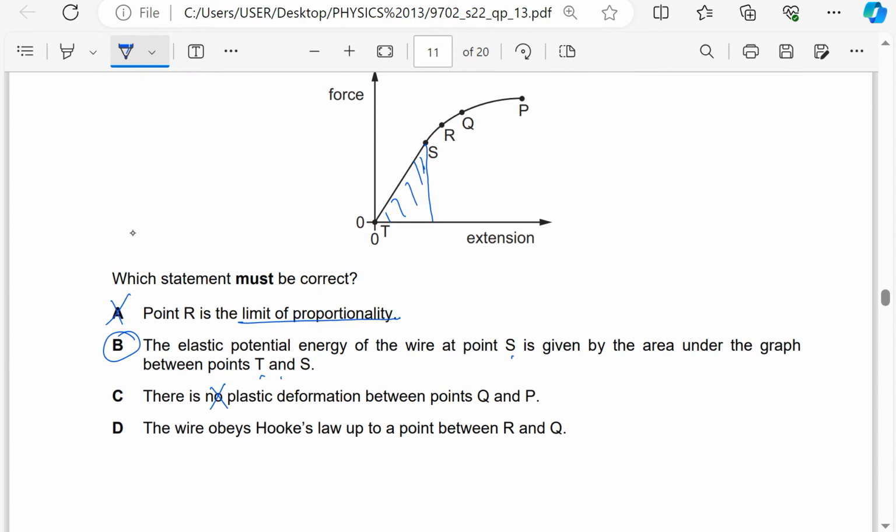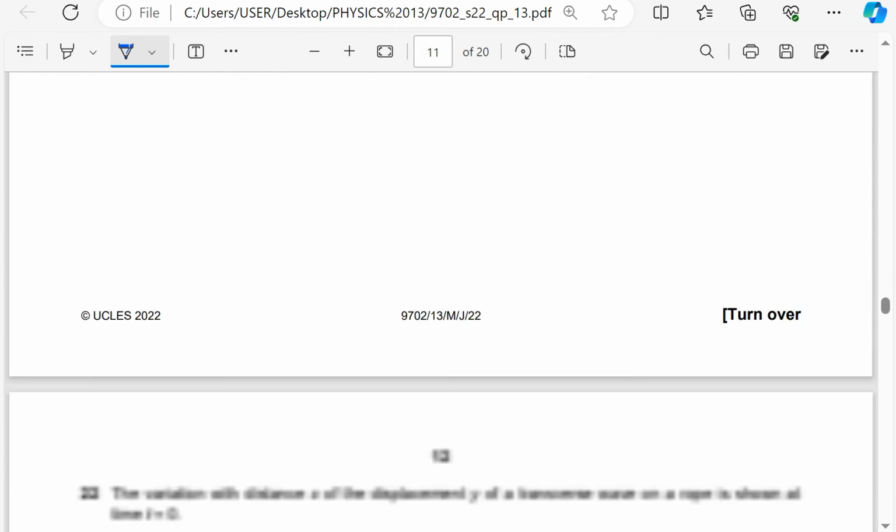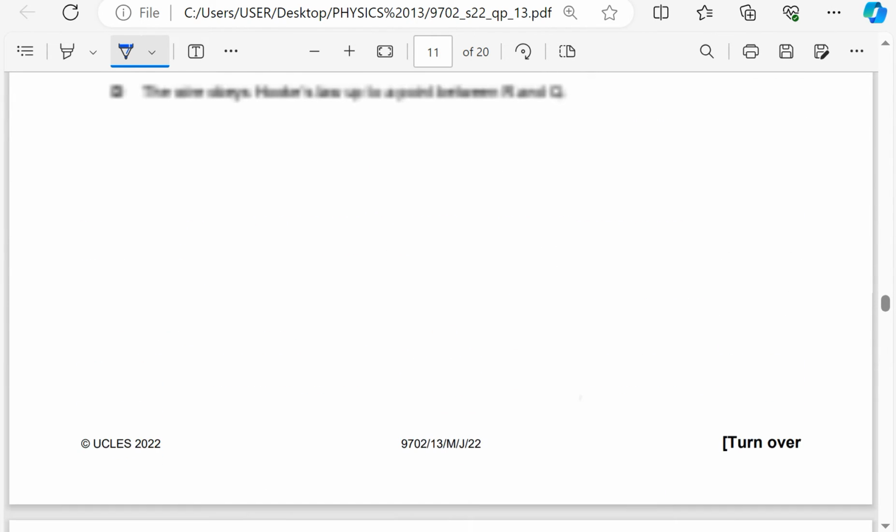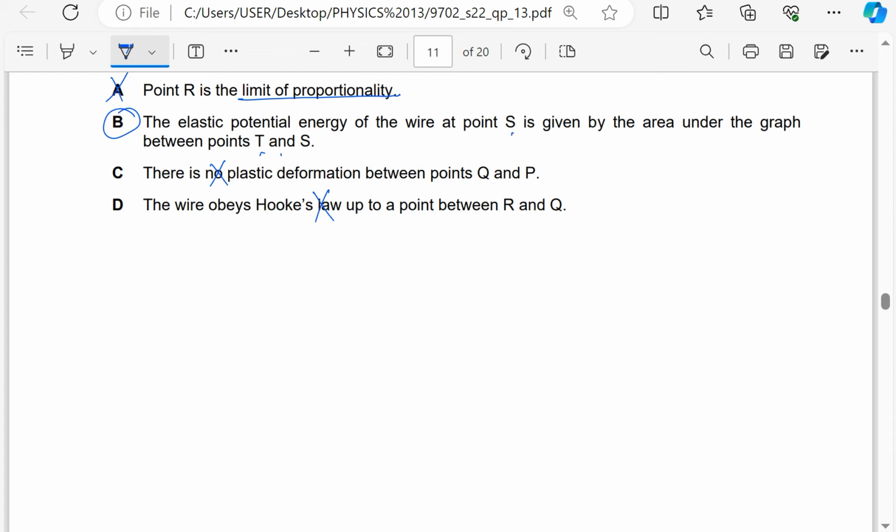The wire obeys Hooke's law up to a point between R and Q. The wire only obeys Hooke's law up to point C, so this statement is not correct. So the answer is B. For Hooke's law to be obeyed, it must be a straight line, so it stops at point S.